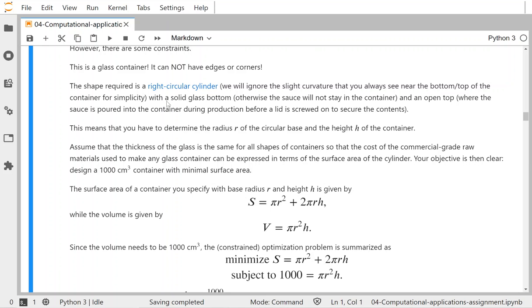We will consider that we have a solid glass bottom, otherwise the sauce will not stay in the container if there's just a big hole at the bottom, and an open top, because otherwise, where will the sauce be poured into if we don't have an open top to it?